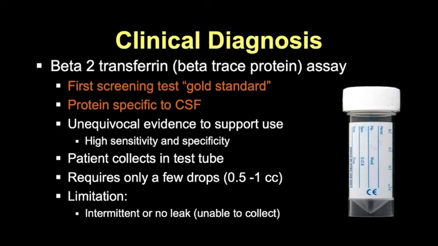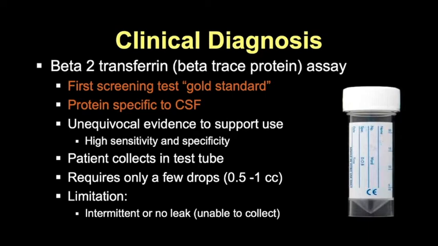Beta-2 transferrin, or the newer beta-trace protein, are proteins specific to the CSF. They shouldn't be found in the serum or elsewhere, and it has a very high sensitivity and specificity with unequivocal evidence to support its use. The patient collects the rhinorrhea into a small test tube by leaning forward. It only takes a few drops, and they can store it at room temperature or in the refrigerator.